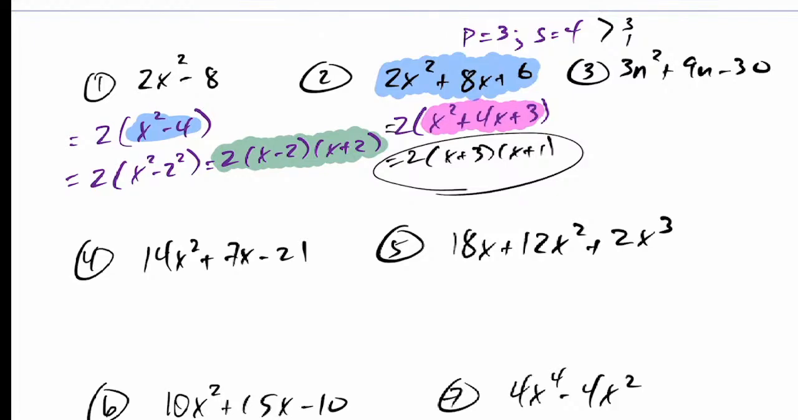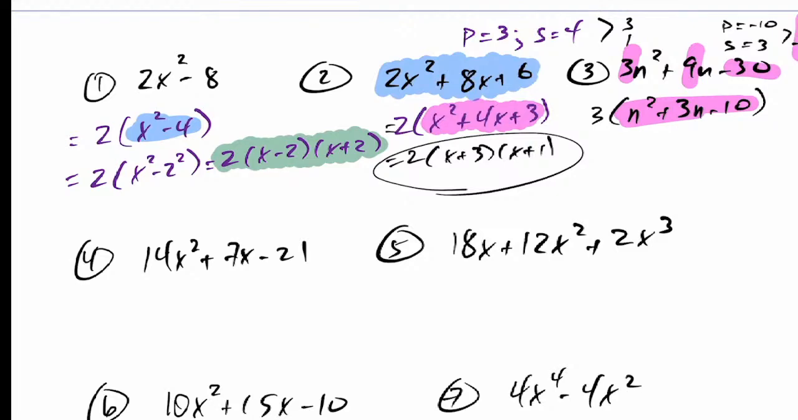For number 3, if I look at these coefficients, 3, 9, and minus 30, the GCF here is 3. So I'm going to get n squared plus 3n minus 10. So yet again, I'm left with a simple trinomial. And we need to think of two numbers whose product is negative 10 and whose sum is 3. And those two numbers are going to be 5 and negative 2. So this is going to factor into 3 times (n plus 5) times (n minus 2). And that's the answer for 3.